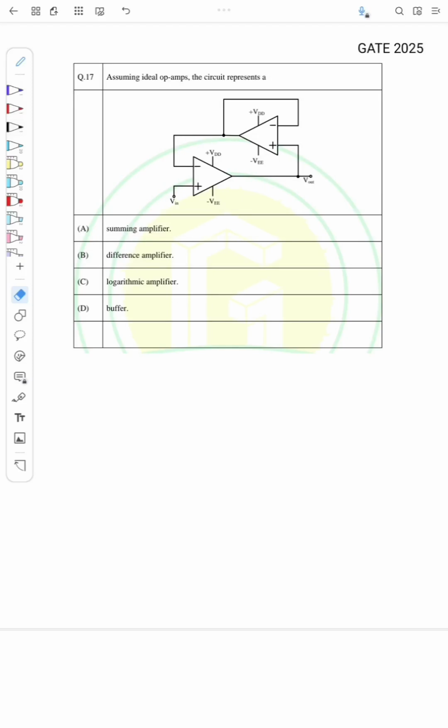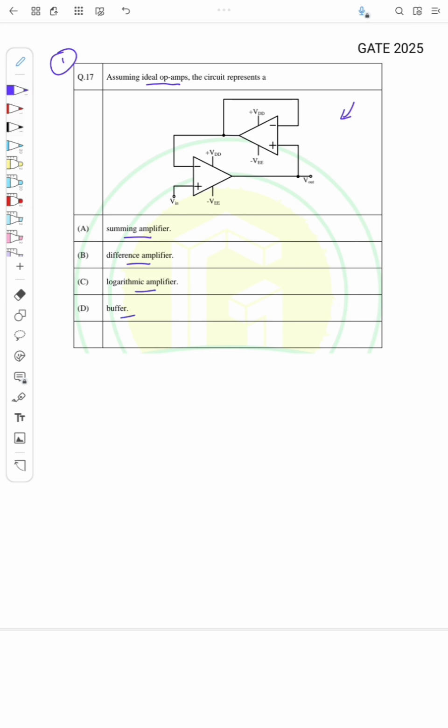Yeah, so this is a question from GATE 2025, and the question is, assume ideal op amps, the circuit represents A. So we need to find which sort of circuit this is among the options. The options are summing amplifier, difference amplifier, logarithmic amplifier, and buffer.